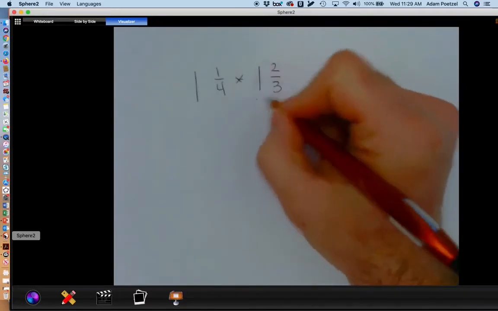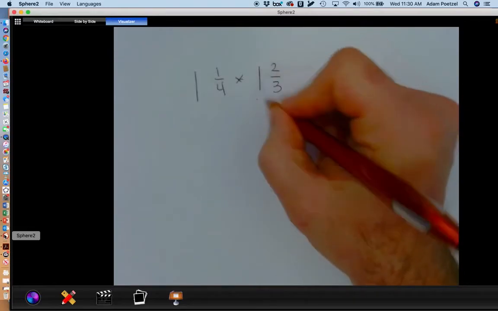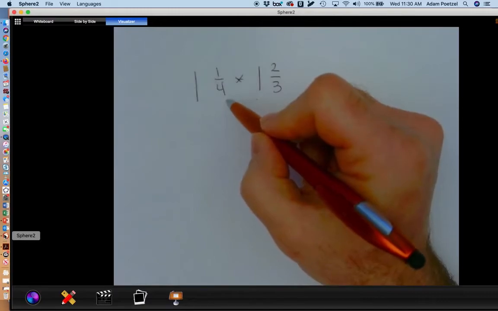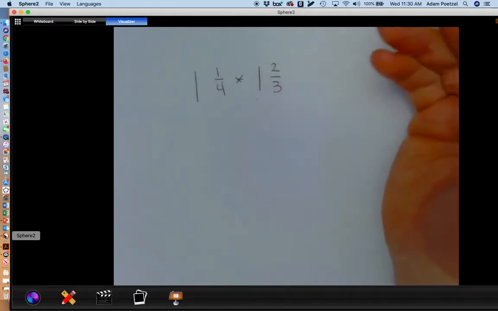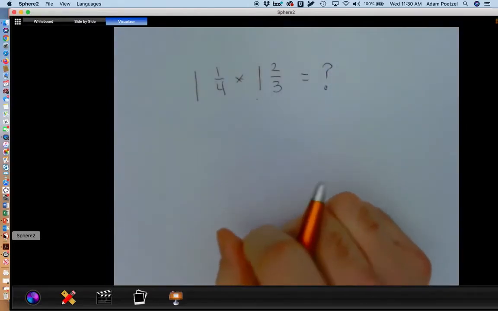So I'm going to say that again. Each batch takes 1 2/3 pounds of pinto beans. And I want to make 1 1/4 batches. How many pounds of pinto beans will I need? There's one. We're dealing with some chili here.